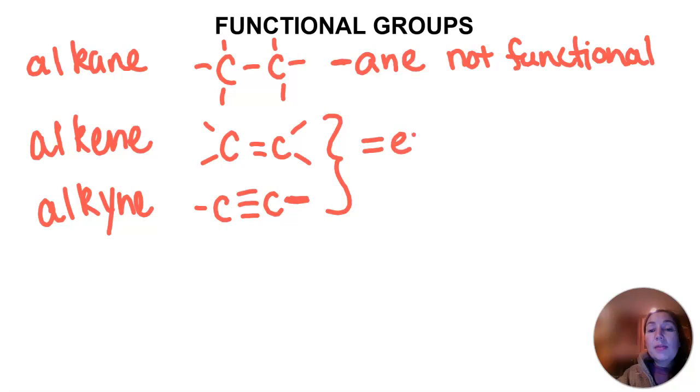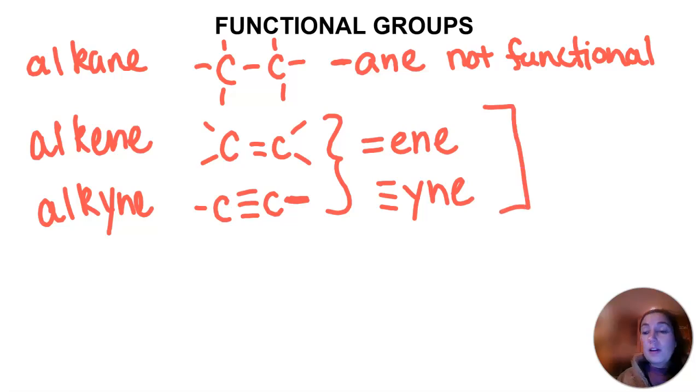So I like to remember them ane, ene, yne in alphabetical order, A, E, Y for single, double, and triple bonds. So here at alkenes and alkynes are where we really start having our actual functional groups.